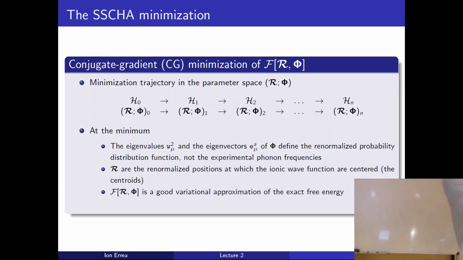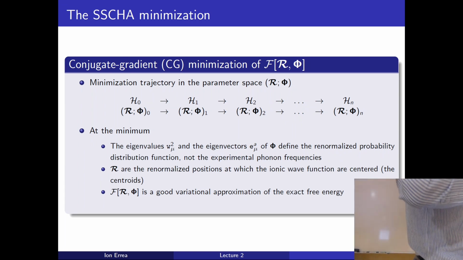Good. So how do we do the minimization of the free energy? We do a gradient descent minimization of the free energy. We define a trajectory in space defined by these centroid positions and auxiliary force constant. We start from some starting position, some starting force constant, and we go along the trajectory until we find the minimum of this free energy. At the minimum, we have some auxiliary phonon frequencies and polarization vectors. But as I said, this just defines the probability distribution function, not the experimental phonon frequencies. So far, these auxiliary phonons are just the degrees of freedom we have to minimize the free energy.